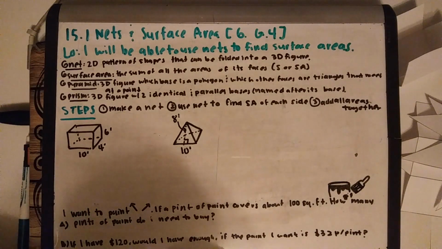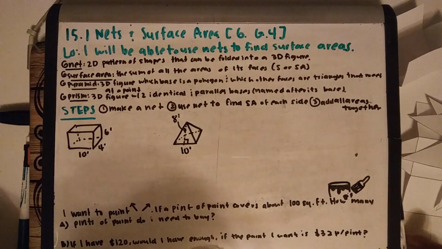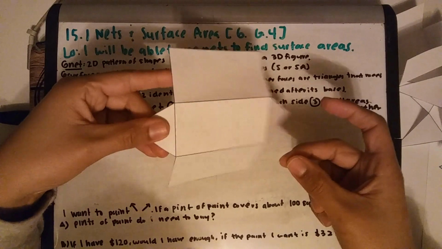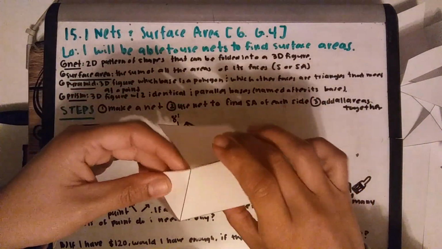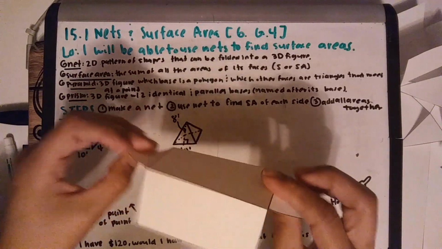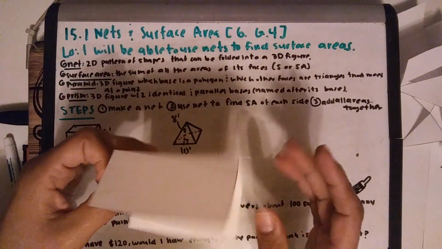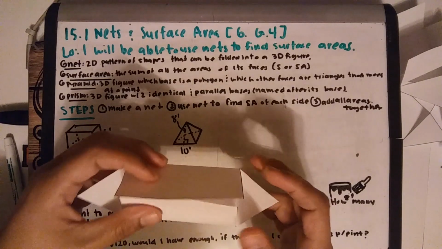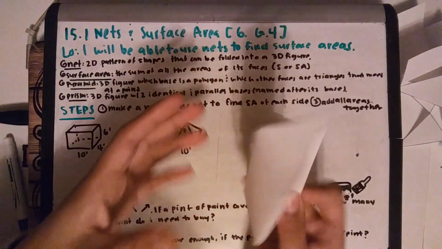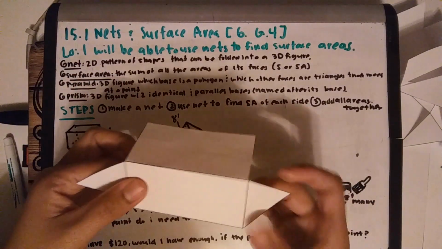And a prism is a 3D figure with two identical parallel bases, and again it's also named after its bases. So in this case this is a triangular prism because when I fold it, there is only one pair. These two triangles are parallel to each other. They will never touch and they're the same. This cannot be the bases because they touch, and these two cannot be the bases. Eventually all of them will touch except these two.